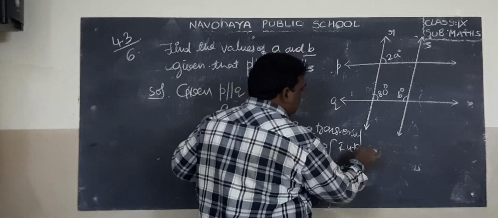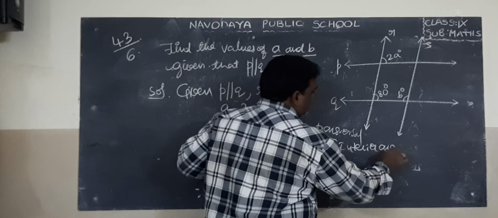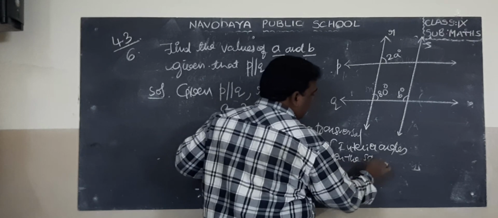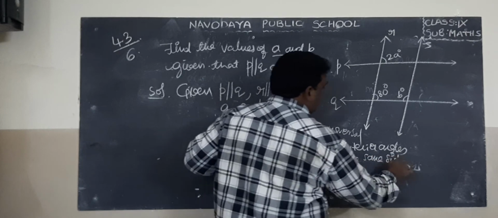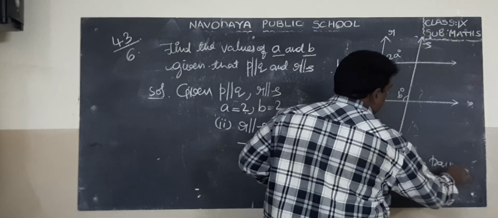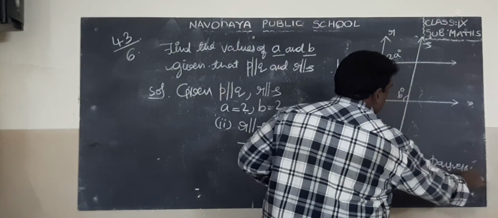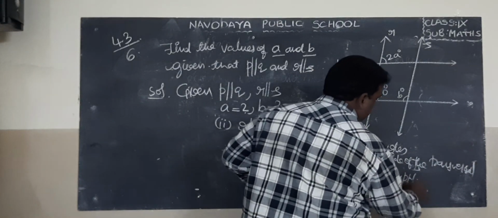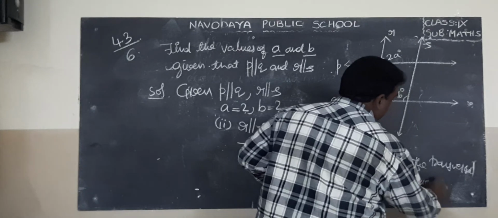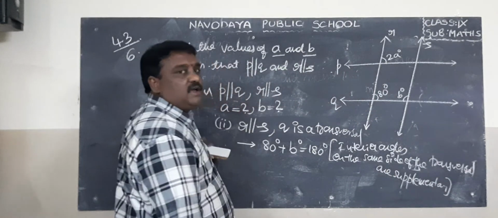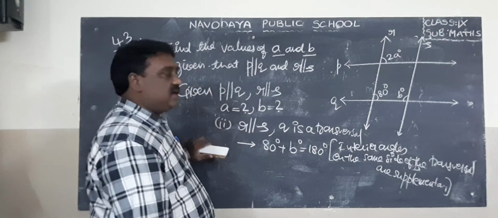Interior angles on the same side of the transversal are supplementary, means 180. That is the only reason. Interior angles on the same side of the transversal are supplementary.